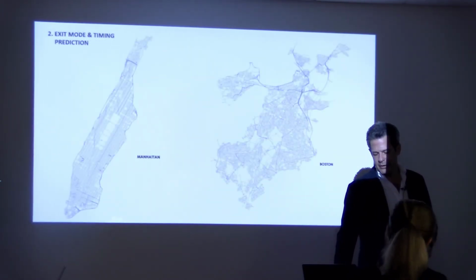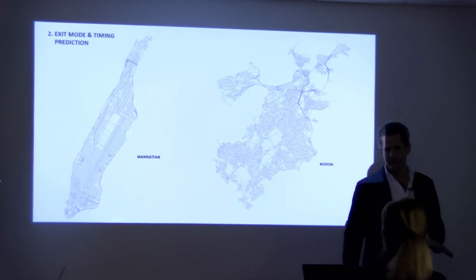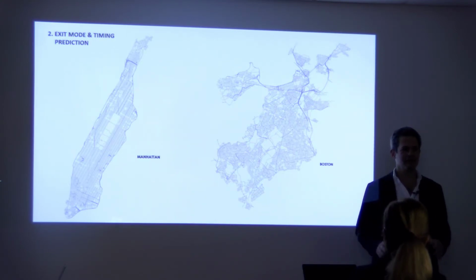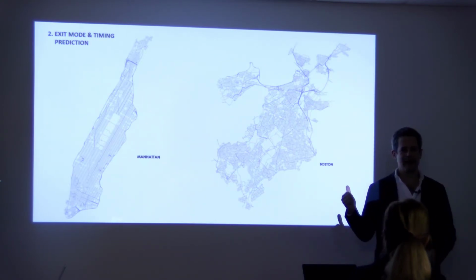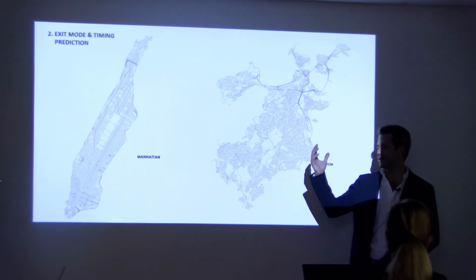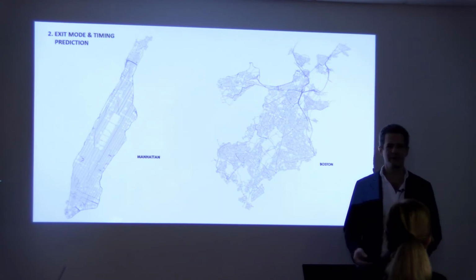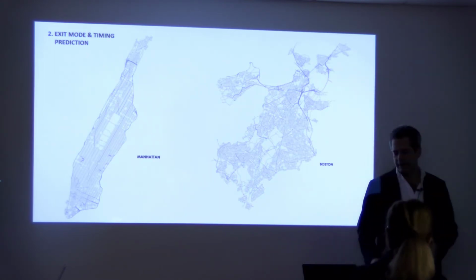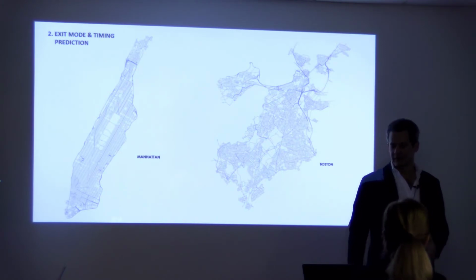So if you remember, some of you have seen this before, other ones haven't. Here's Manhattan and Boston, right? Now looking at these maps, which one of these is easier to navigate? Manhattan. Yeah. I mean, you can see, it's got a grid. You don't even have to speak English. You don't have to have a map. Boston is kind of a nightmare.